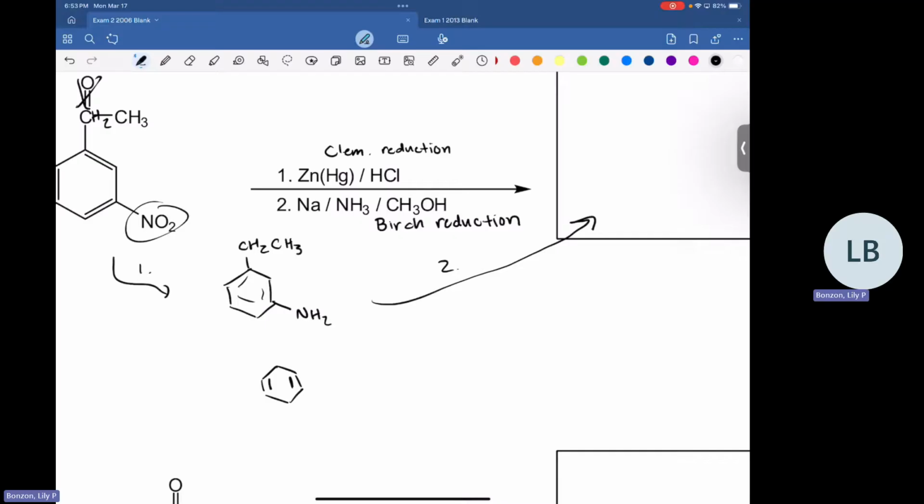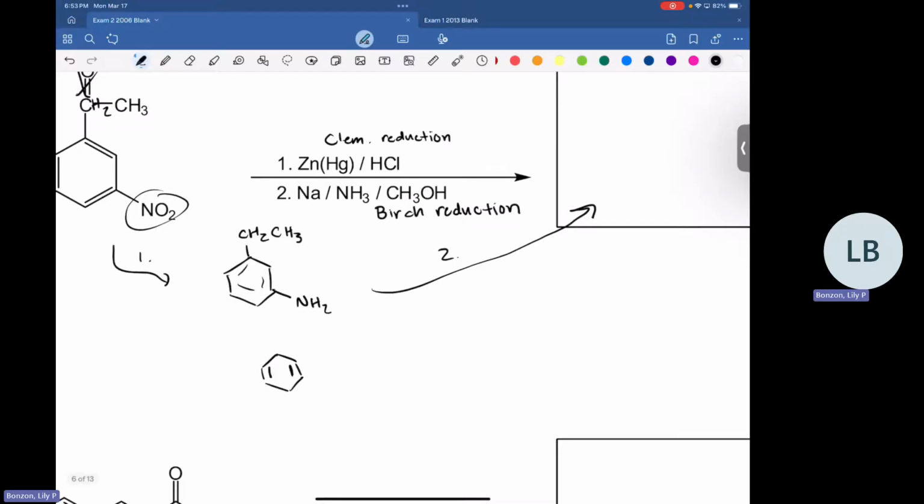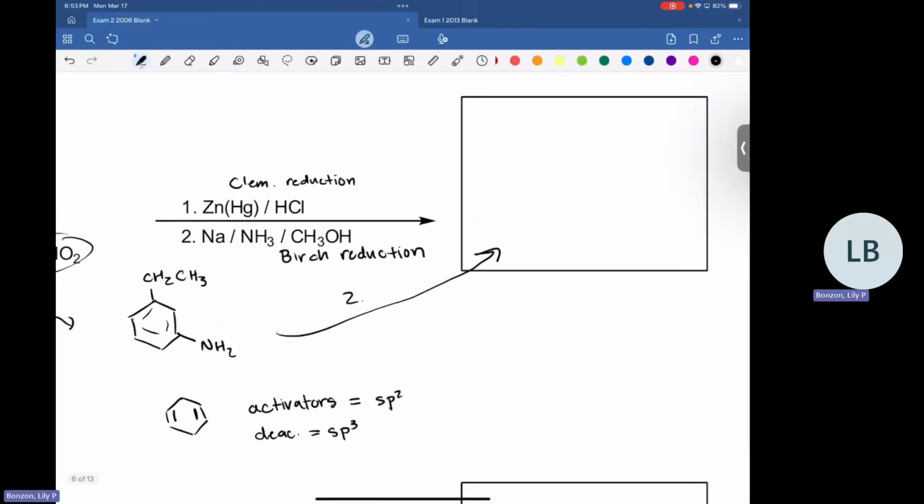And so this one is special because it specifically puts the double bonds depending on whether the group is an activator or a deactivator. For the Birch reduction, activators are going to be put on sp2 carbons if possible, and deactivators would be put on sp3 carbons if possible. And I believe she explains that mechanism in the notes. I'm not going to get fully into it right now.